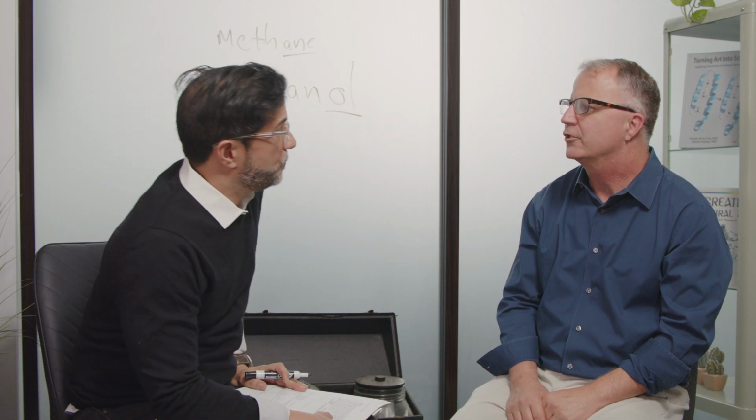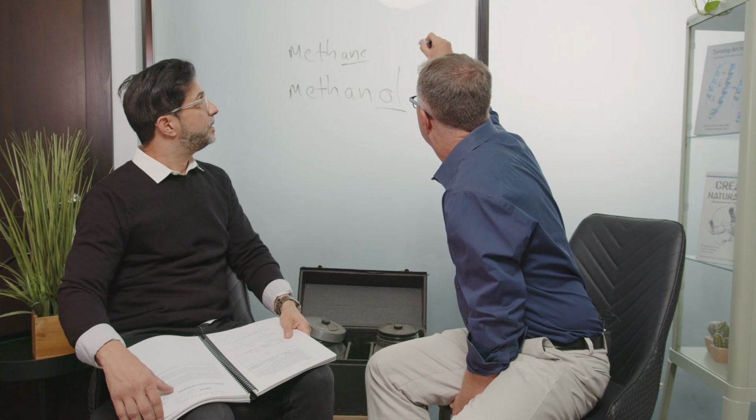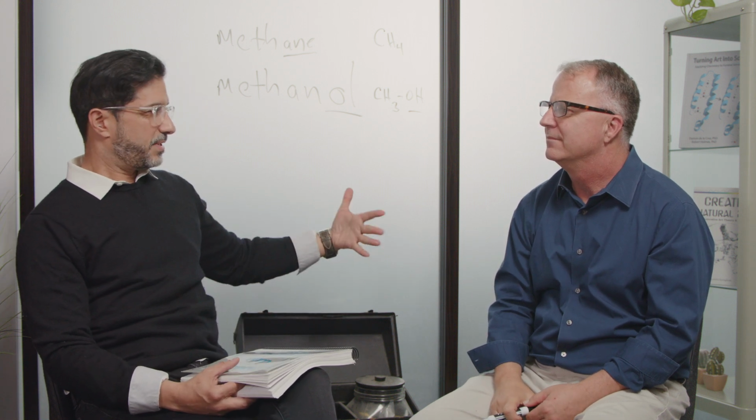Shouldn't we draw the structure too? Yeah, as a chemist, I got to see that. That's methane, and this is methanol. What is this group? That's the alcohol group right there. That's a hydroxyl group. The hydroxyl group.